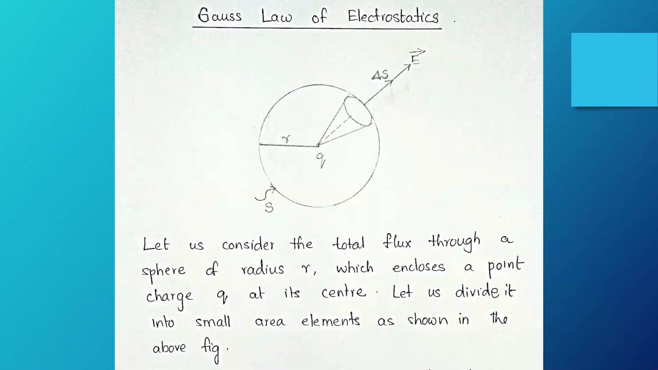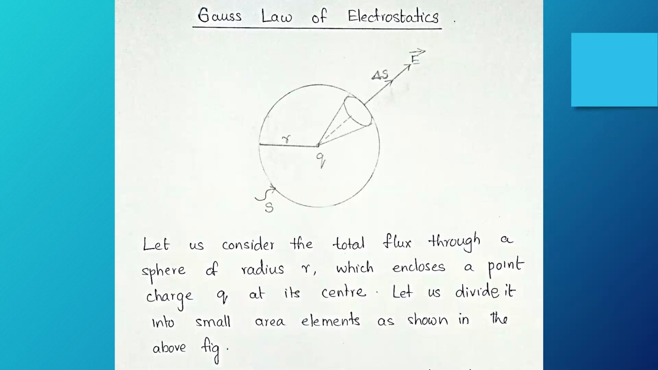Now, let us take one sphere and find the flux through the sphere and conclude the Gauss law. So, here there is a sphere which has a radius r. At the center of the sphere, we have a charge q. So the total charge enclosed by the sphere is q.